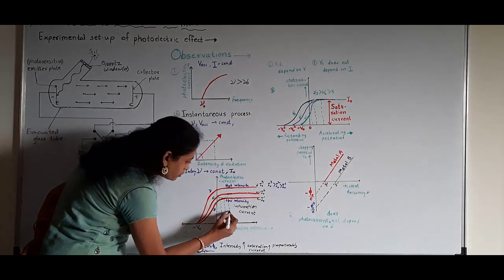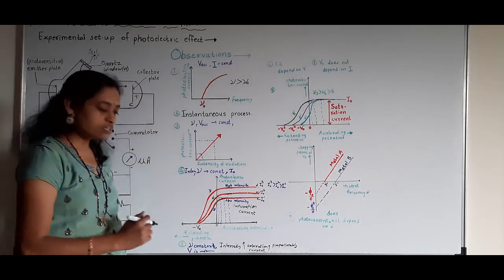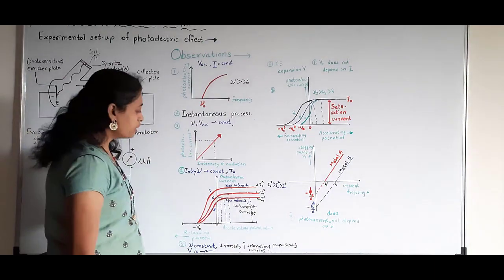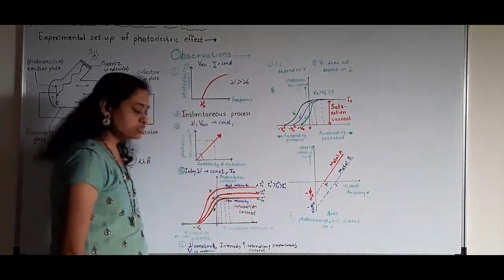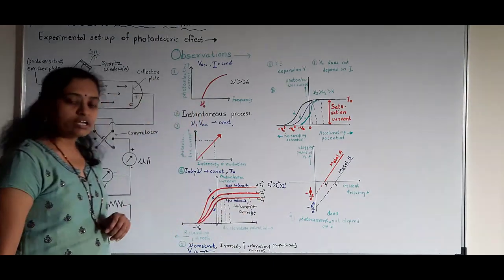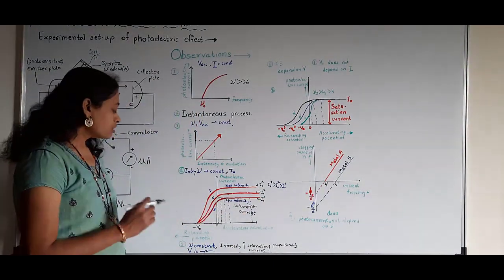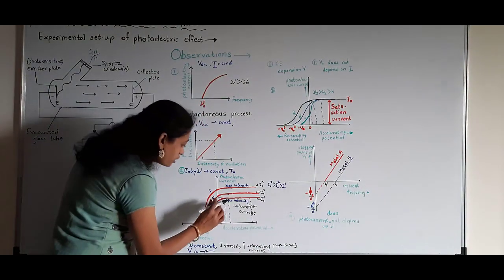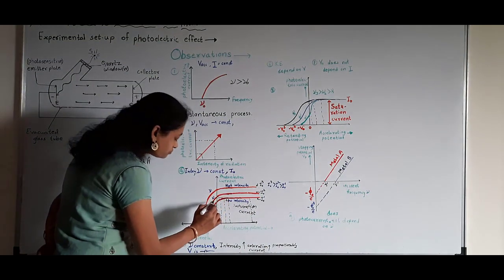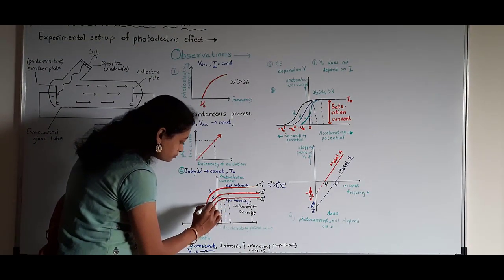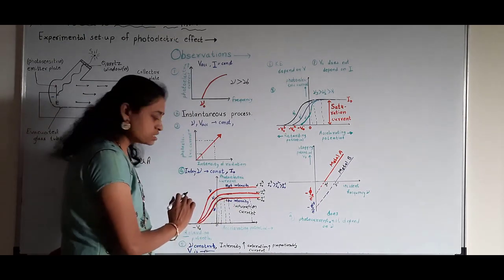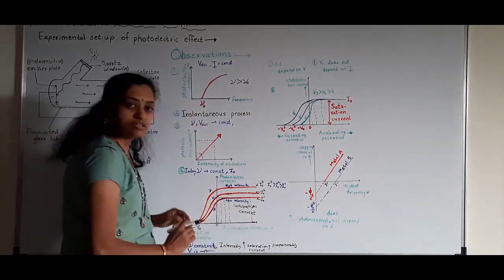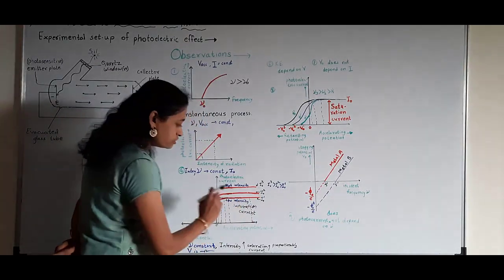Again we increase the accelerating potential. What happens here? The current does not increase. At this point, as we go on increasing the accelerating potential, the current remains constant, and this constant current is called the saturation current. In this portion the photoelectric current increases, and at this point we get the constant current graph, meaning the saturation current.